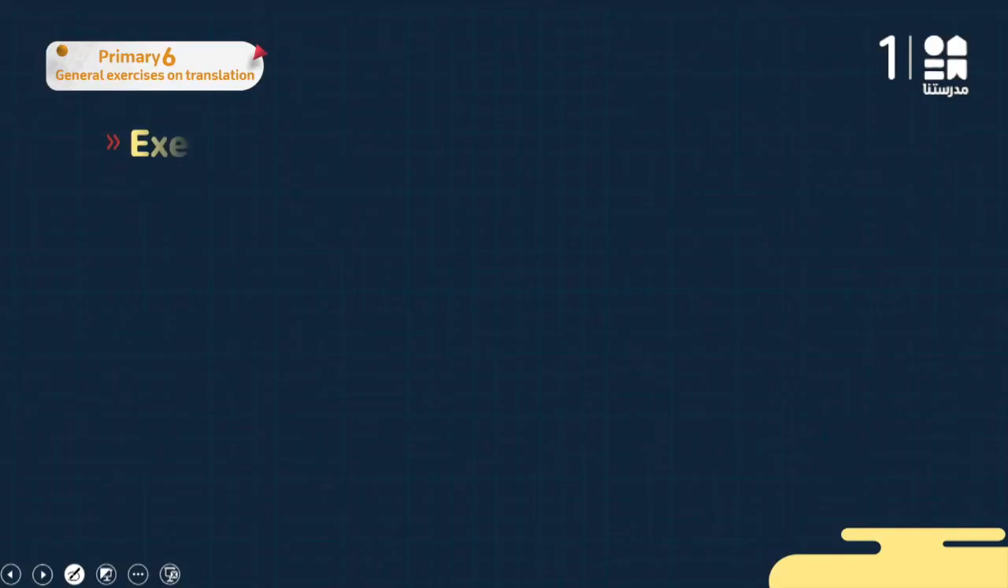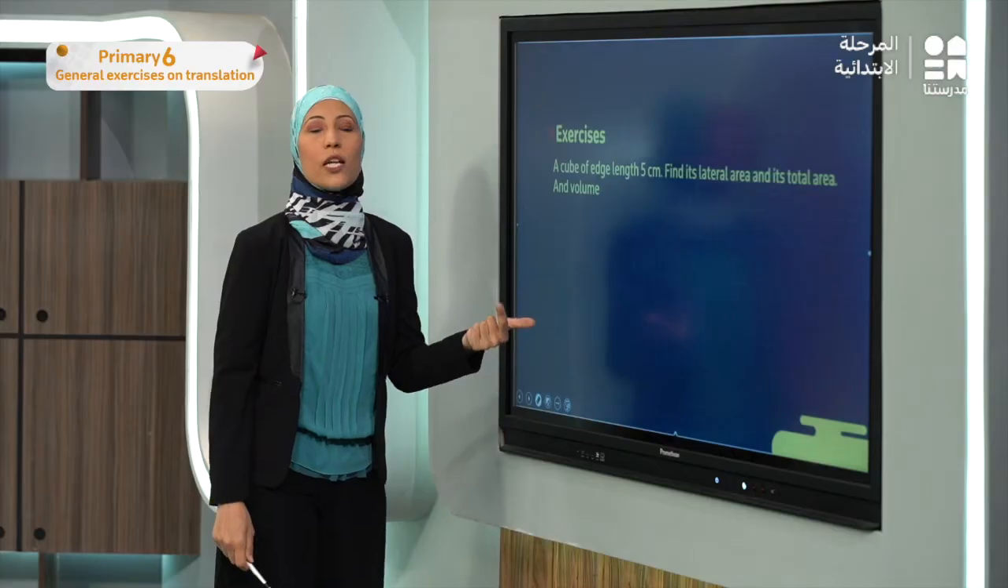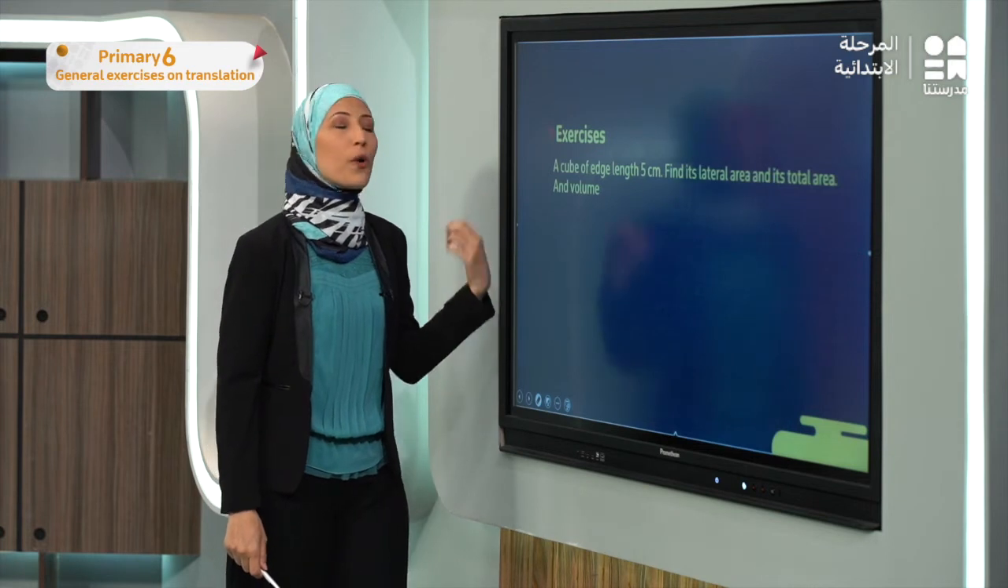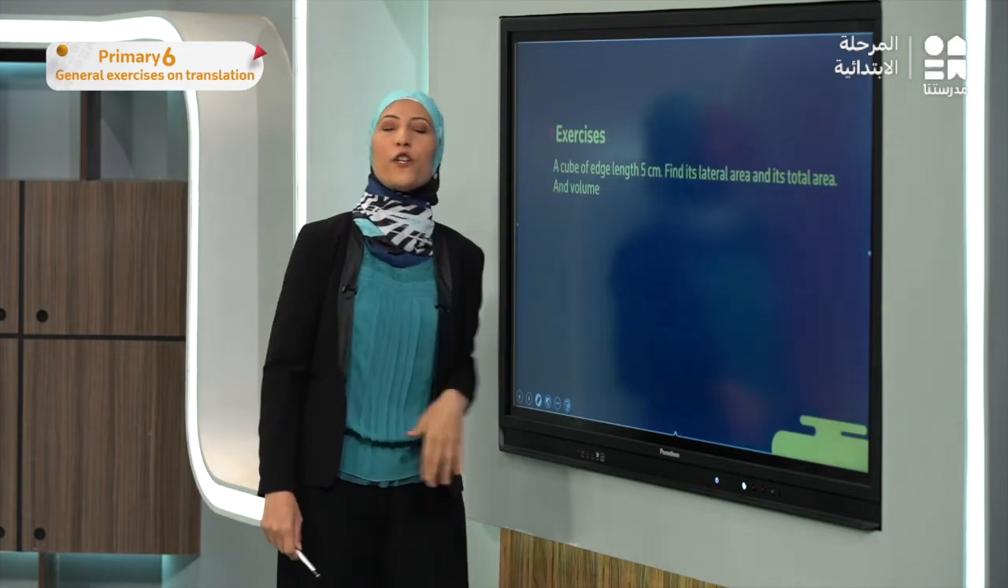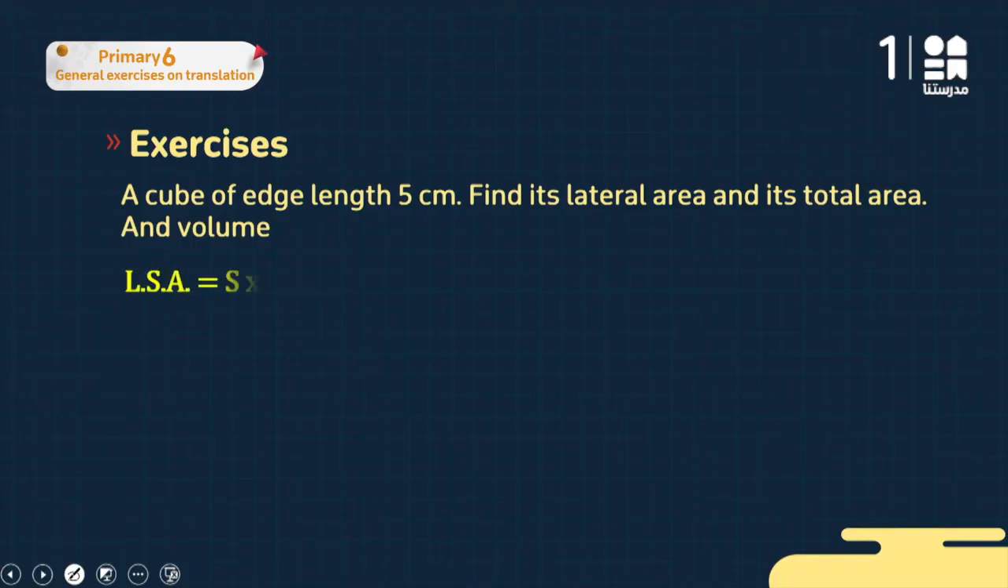Let's see the second exercise here, or the second idea. I have here a cube of edge length 5 centimeter. Find the lateral area and total area and volume. He asked me to find the lateral and total area of the cube. Also the volume, we already took it in the first term. Let's do the cube's lateral area. Let's remember together: the lateral surface area of a cube, it was what? It was side times 4.